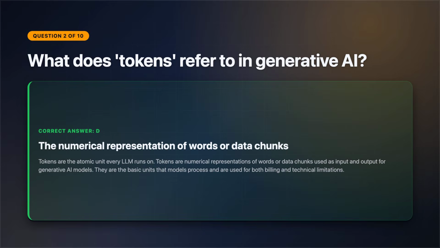Tokens are the atomic unit every LLM runs on. Tokens are numerical representations of words or data chunks used as input and output for generative AI models. They are the basic units that models process and are used for both billing and technical limitations.